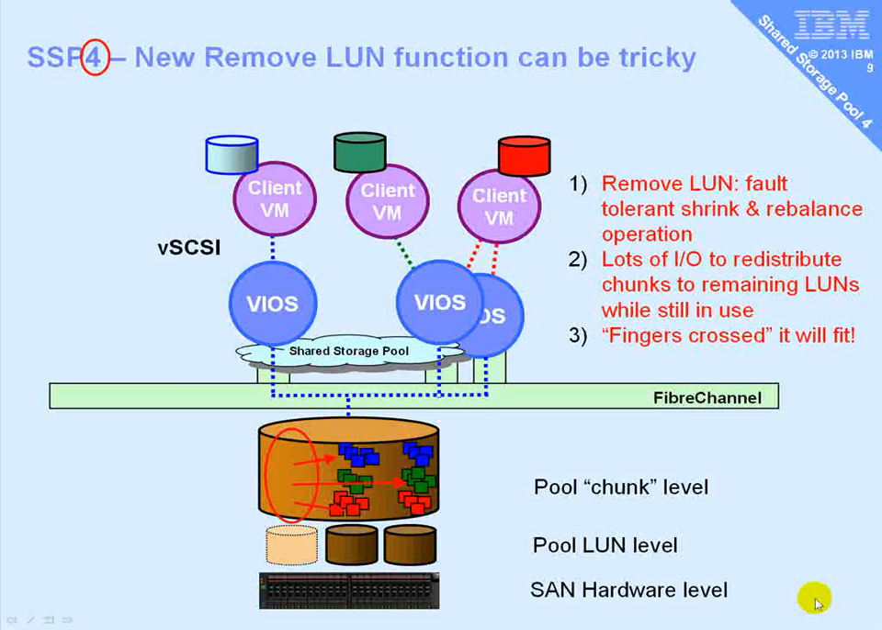So here's the new function. We're going to remove a LUN from the pool. A fairly tricky operation. We have to decide all those pieces of the disk that we're actually using at the moment. They have to be copied over to the surviving LUNs, and we have to do this while the clients are doing I/O to them as well.